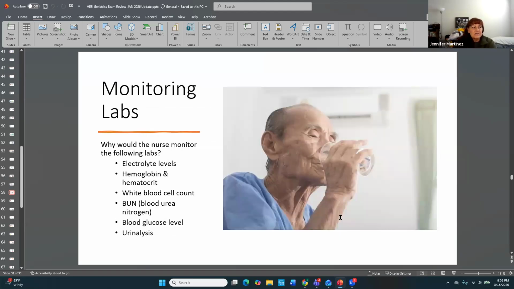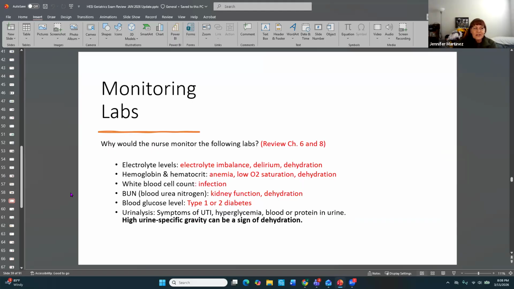Let's see. Labs, which labs would the nurse monitor, or I'm sorry, why would the nurse monitor the following labs? So electrolyte levels, right? Electrolyte imbalances, delirium, dehydration, especially when they were taking that loop diuretic, right? We know that they are not potassium sparing. So we're going to lose potassium. For hemoglobin and hematocrit, anemia, low O2 saturations, dehydration. White blood cell count, if it was high, would indicate infection.